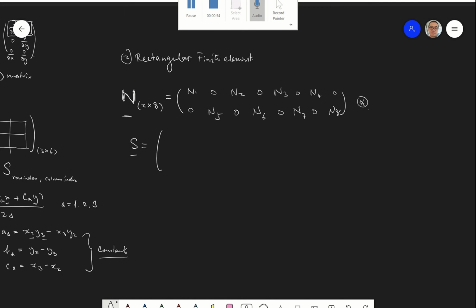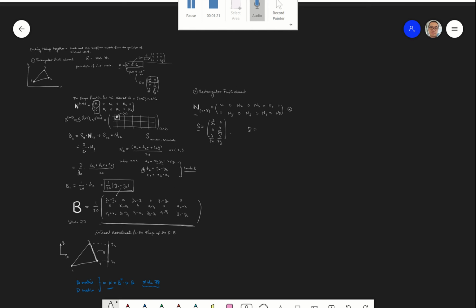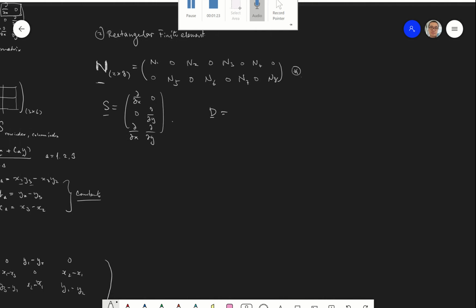It's still d by dx 0, 0, d by dy, and d by dx, d by dy, and D matrix also doesn't change, where we have E, not a, it's too sensitive, okay? The Surface Pro sometimes is too sensitive.